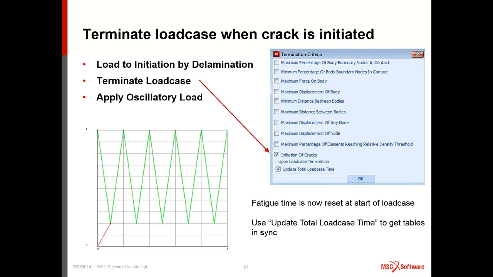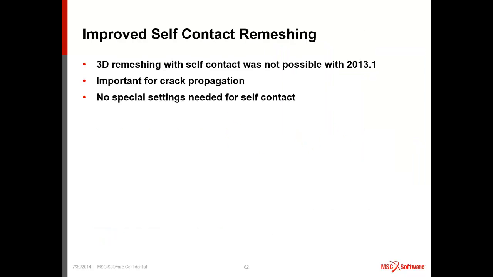The last thing on fracture mechanics is that if you don't know at what stress level something is going to crack, you can apply an arbitrary load, and you can use the termination option to say, once the crack initiates, stop applying that load, and now apply my cyclic load to determine the crack growth and to obtain the cycle count.